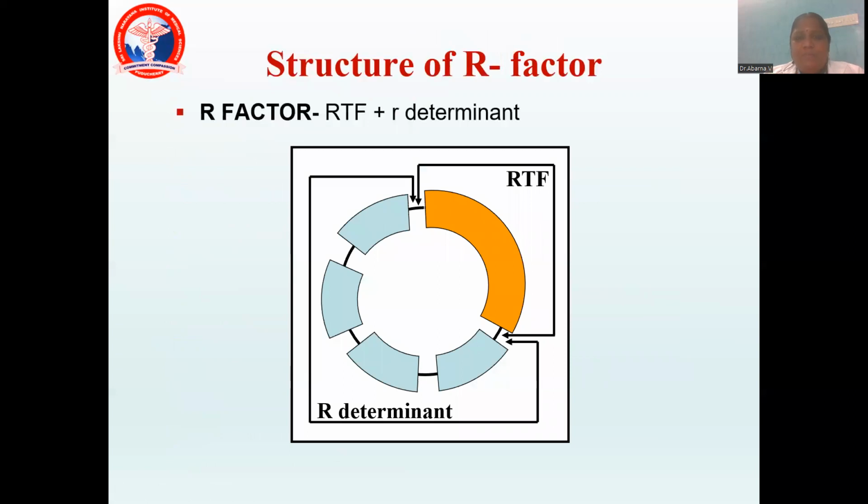So here is an example for the structure of the R factor, that is, resistance factor. When you see here, there are two components: one is RTF and the other is the R determinant. This R determinant will code for the drug resistance, and this RTF is nothing but the resistance transfer factor. Not only is the RTF present in this molecule, this whole drug resistance determinant can be transferred. Without the help of RTF, it cannot be transferred, but it is complete with the presence of RTF.